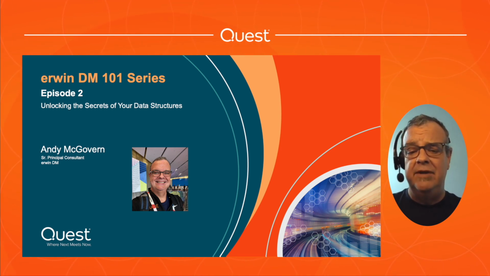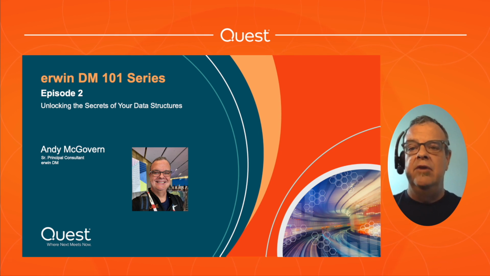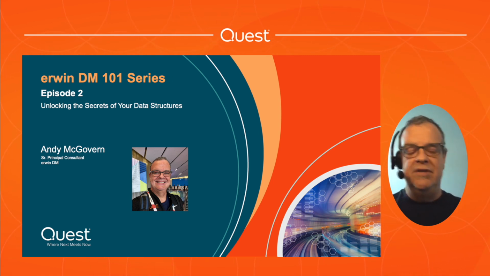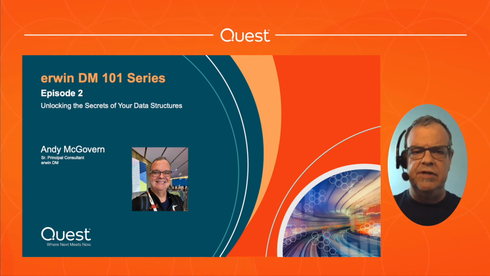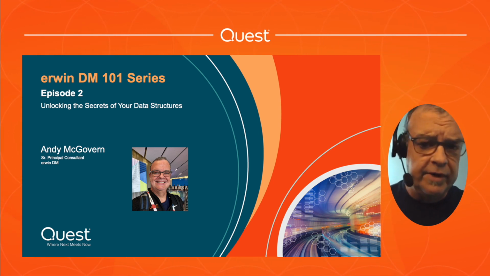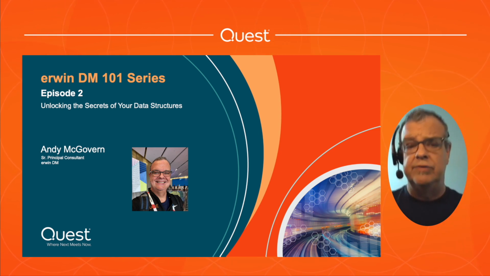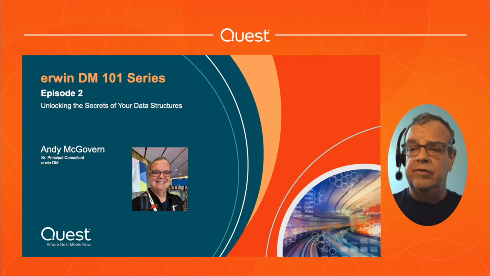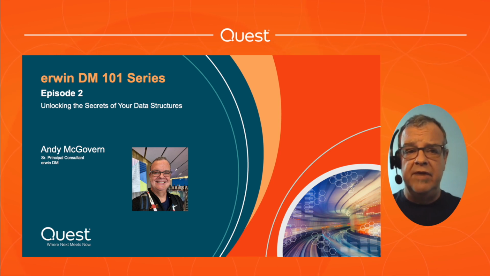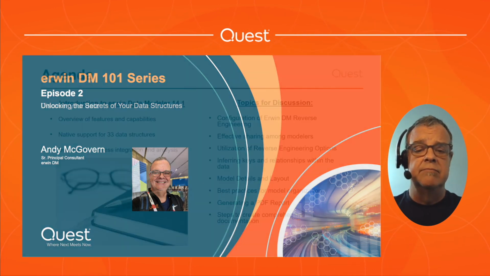You cannot manage what you cannot see. And in order to be able to see the information, we're going to use the reverse engineering process in Erwin Data Modeler to capture the structures of your existing databases or data structures, as you may call them, build some really nice models, and then share that with the rest of the organization.